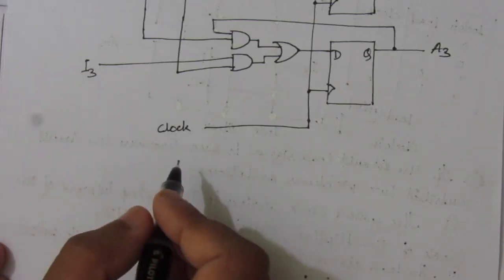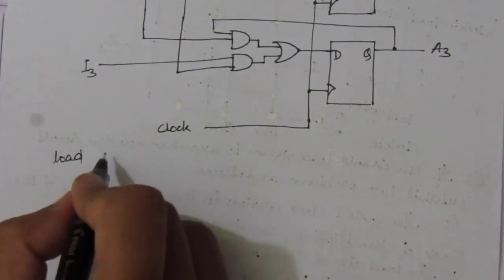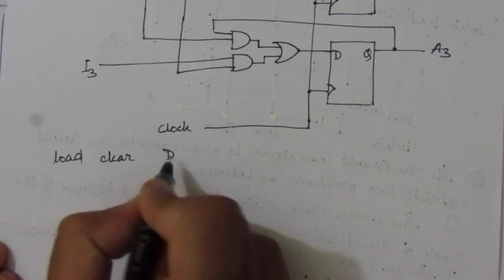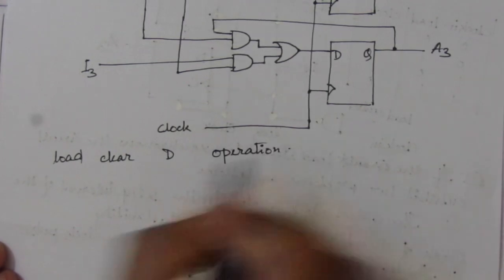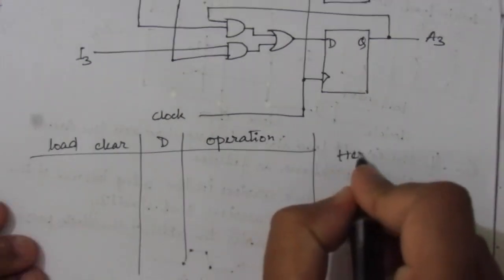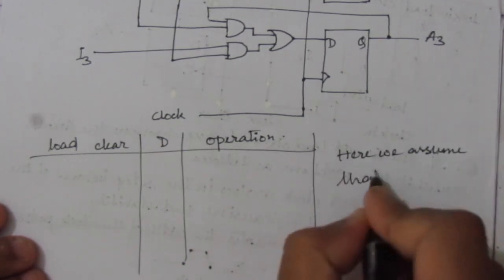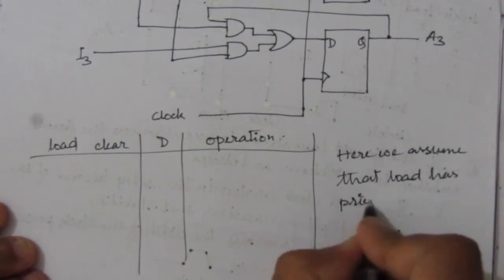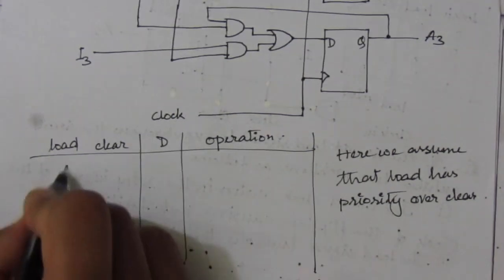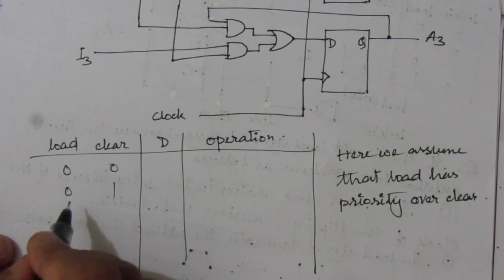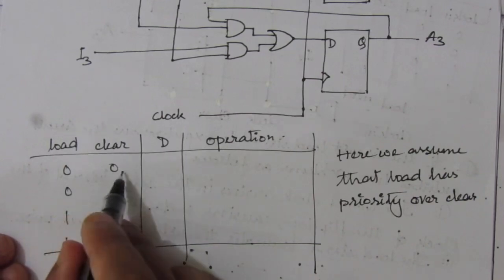Now let us see the load and clear. So load, then we have clear, next we have capital D and operation. We will see the operation of this circuit, so let us make this table. Here we assume that load has priority over clear. So for this load and clear, we will have 4 types of combination: 0 0, 0 1, 1 0, 1 1. So for 0 0, that means load is 0 and clear is also 0.